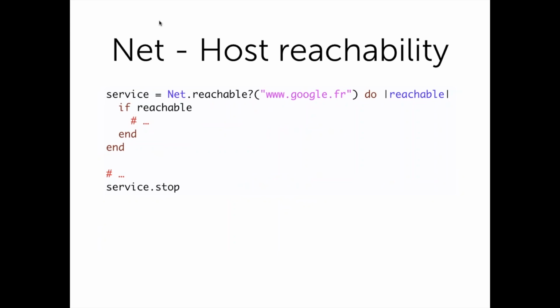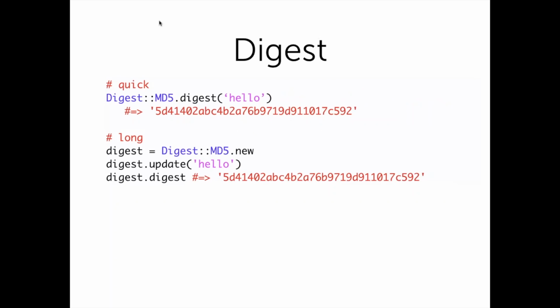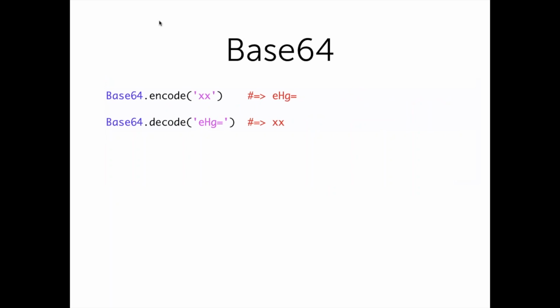And this is useful in apps. You probably want to check if your server is reachable, and if it's not, you want to show a different user interface to your user. You can also do JSON stuff, such as parsing and generating JSON. You can access the basic cryptography algorithms from Flow. You can do base64 encoding and decoding.